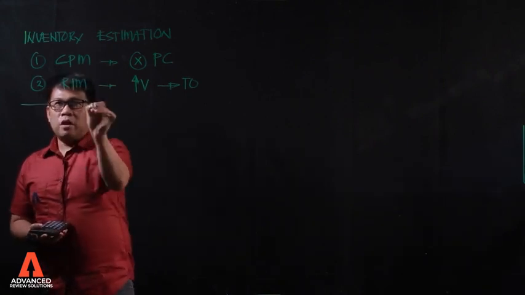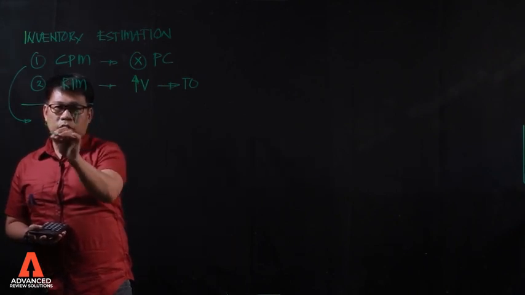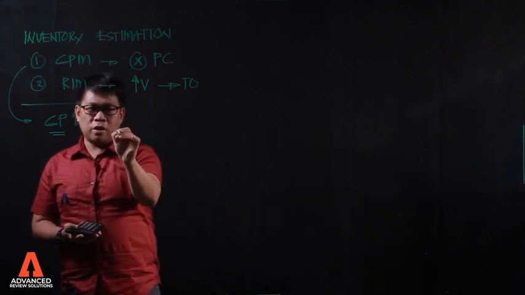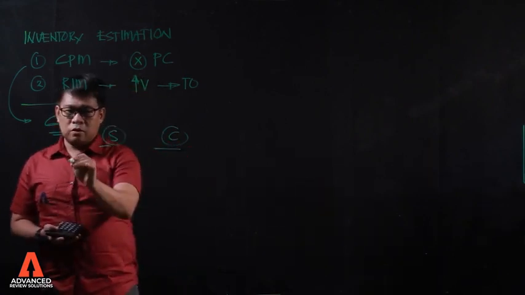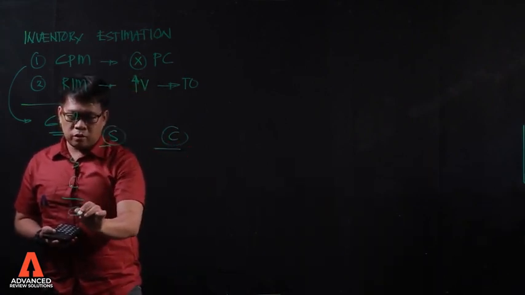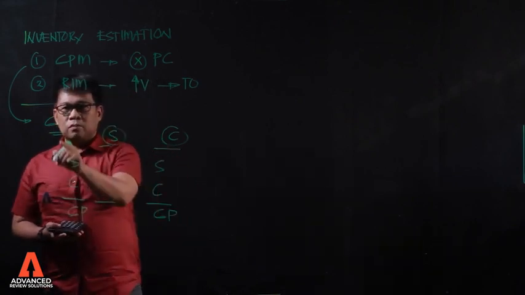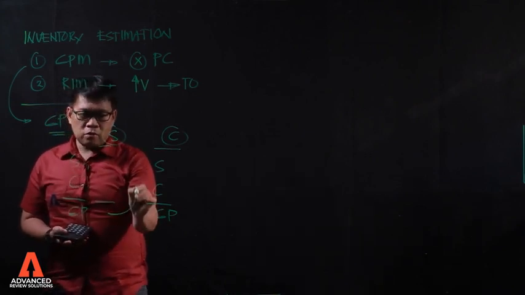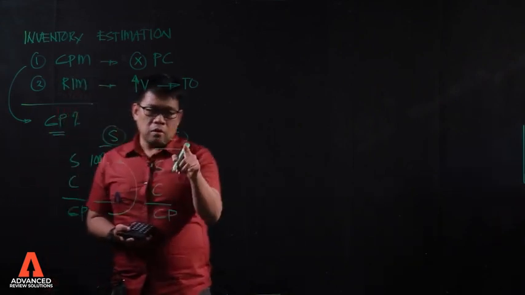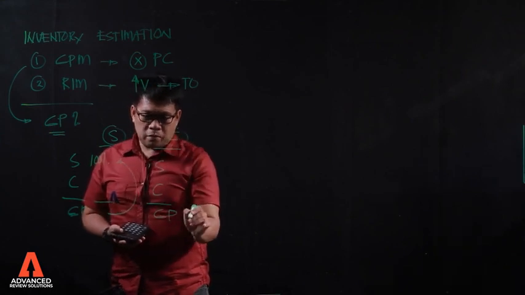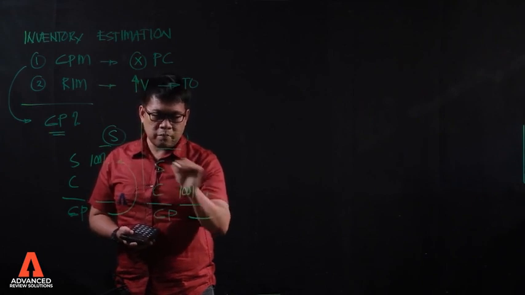Under the gross profit method, this is highly dependent on the so-called gross profit percentage. And the gross profit percentage may be based on sales or may be based on cost. Okay? So let's try. This is your sales, cost of sales, and this is your gross profit. Gross profit may be based on sales. Lahat po ng base, 100% po yan. Gross profit may be based on cost. If the base is the cost, this is your 100%.